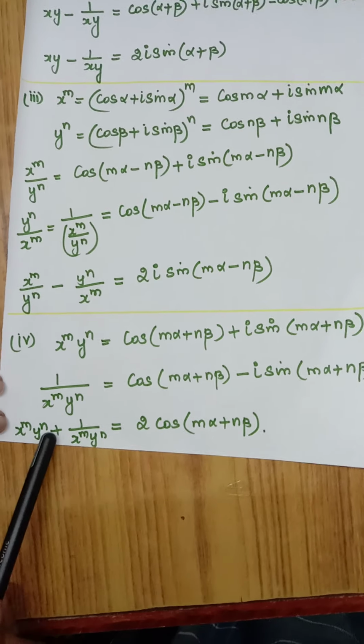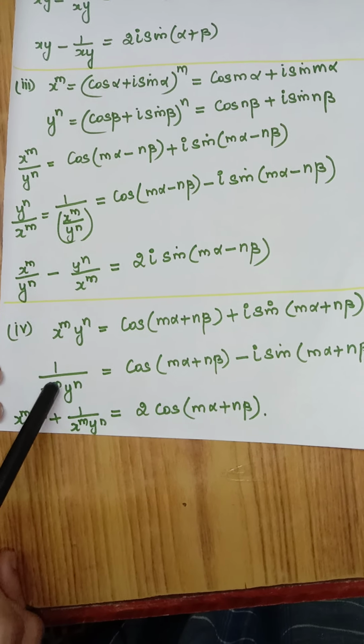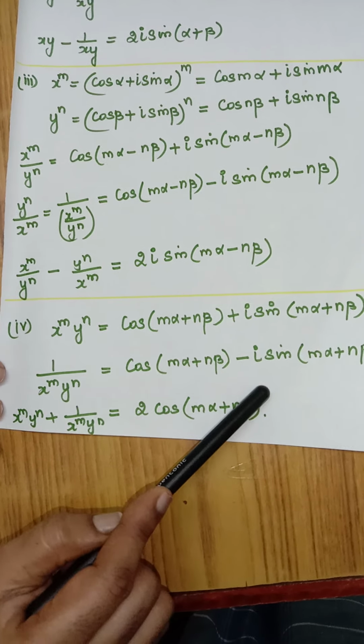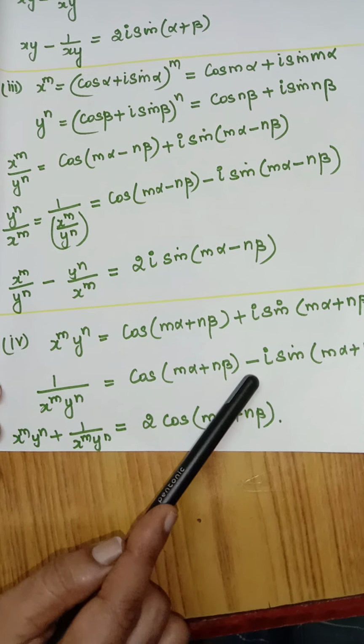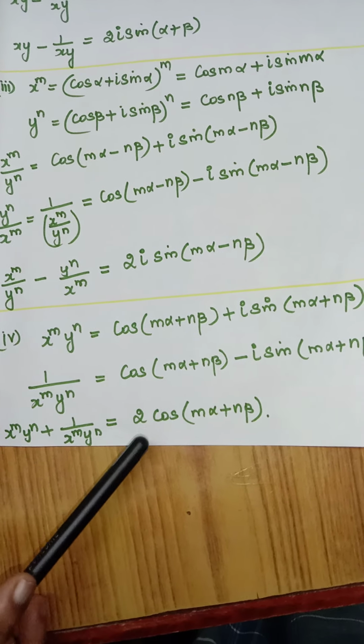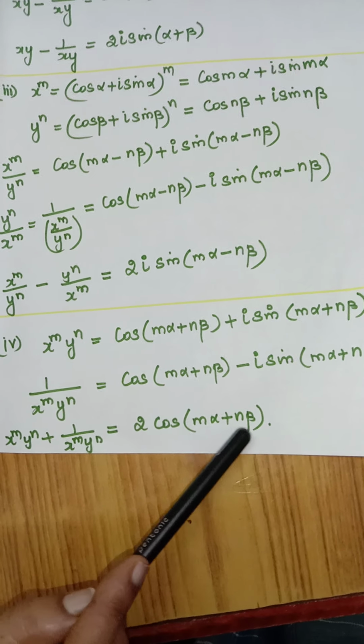So what is asked? You have to add these two terms. While you are adding, these two get cancelled because one is in plus, one is in minus. So while you are adding, your answer will become 2 cos m alpha plus n beta.